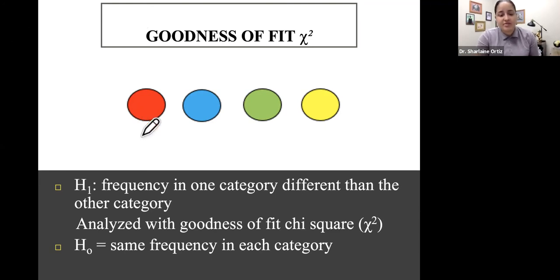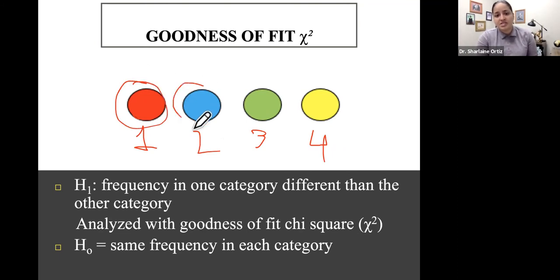So for instance, if I have my category of the red pill, the blue pill, and the rest of them, I want to see whether or not there are significant differences, if there's actually a difference between our selection of that category versus the second category and the rest of the categories that I might have predetermined for my assessment.